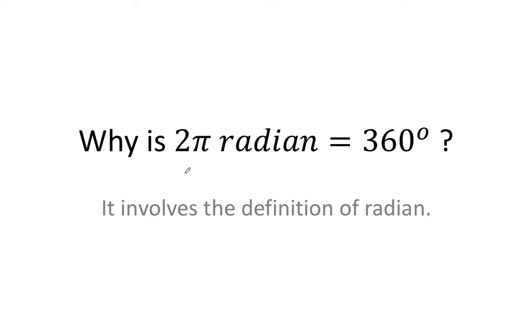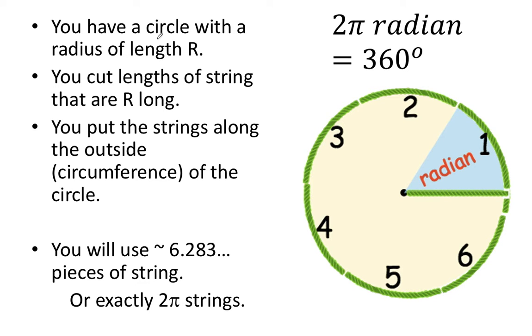So why exactly is 2 pi radians equal to 360 degrees? Well, the reason is based on the definition of radian, or how they came up with radian. Okay, so let's say that we have a random circle here, and the radius of this circle is exactly r long. So that means from the center going to the side is r long.